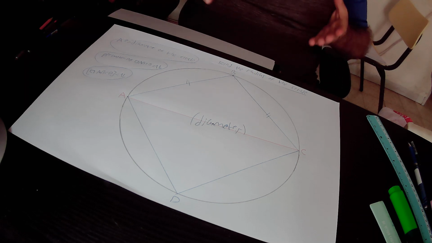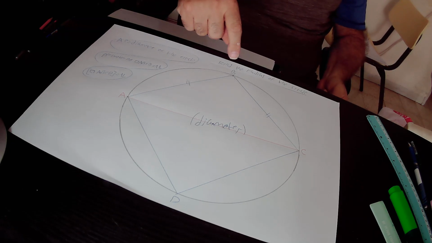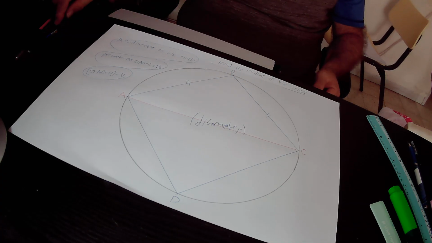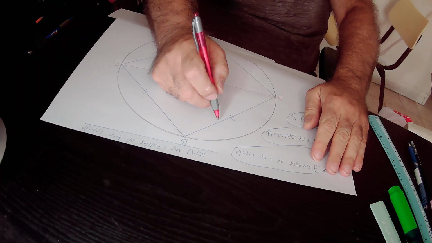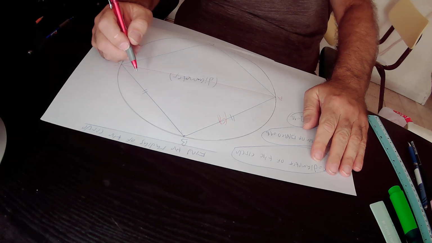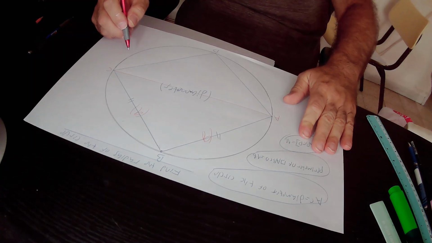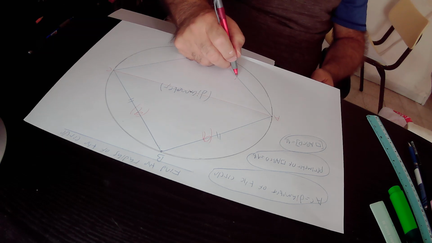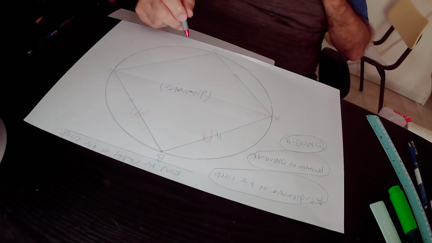So first of all, we define the sides of this quadrilateral ABCD with letters. We define side AB as A. And because side AB equals side BC, side BC must also be equal to A. We define side AD as B and side CD as C.